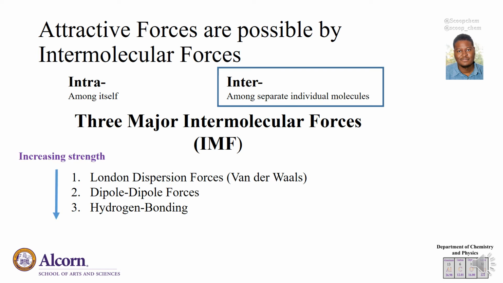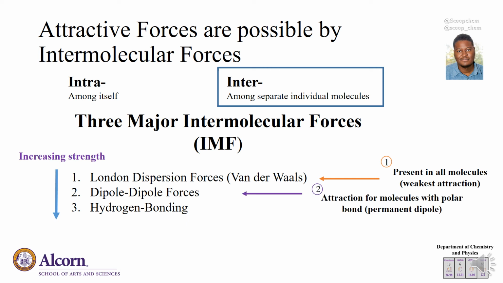Okay, so if we go from 1 to 3, hydrogen bonding will be the strongest of the forces, and the London dispersion will be the weakest force among the intermolecular forces. Okay, so London dispersion forces are present in all molecules. All right, and this is the weakest attraction. So students should keep in mind that every molecule would have a London dispersion force.